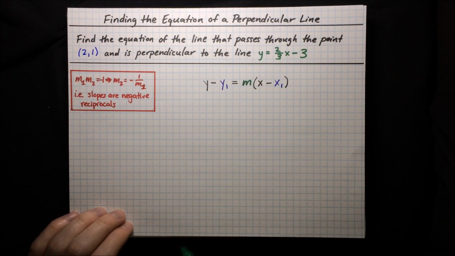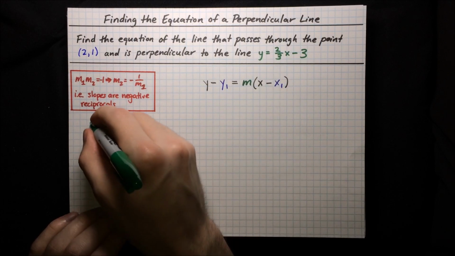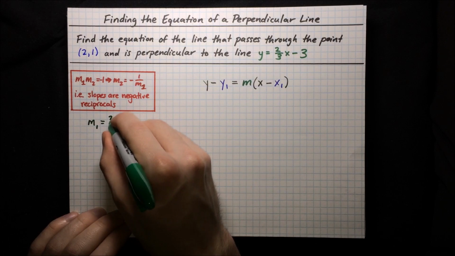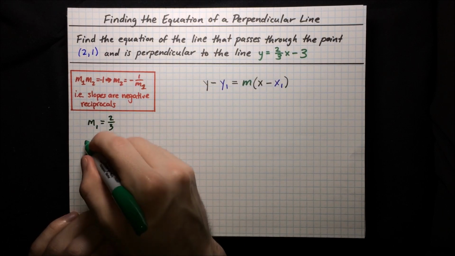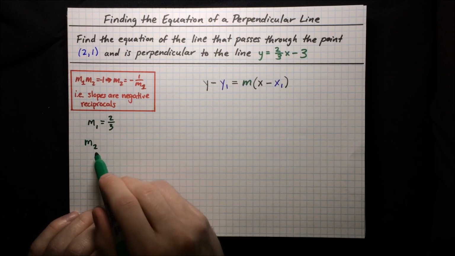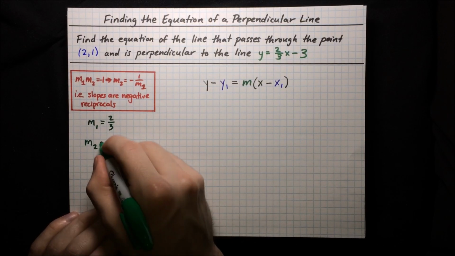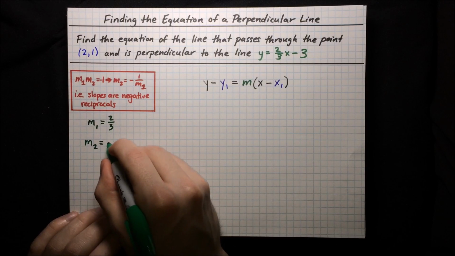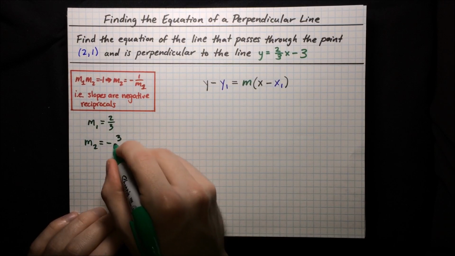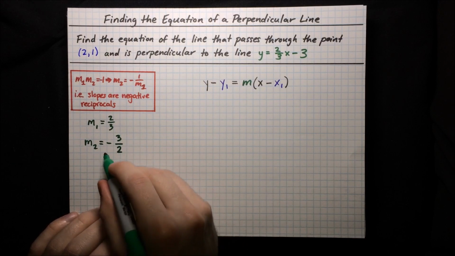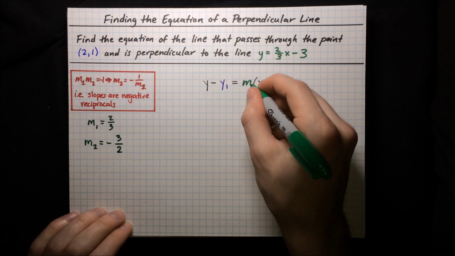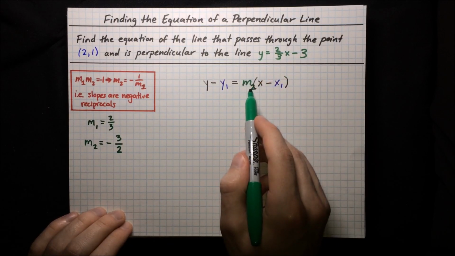We know the slope of the given line is just 2/3. So m1, the slope of the given line, is 2/3. And now m2, the slope of our perpendicular line, is just going to be the negative reciprocal of that. So all we have to do is put a negative sign on and then flip the fraction. So negative 3/2. That's going to be our slope here. So that's what we're going to stick in for this. This will be m2, the slope of the perpendicular line.